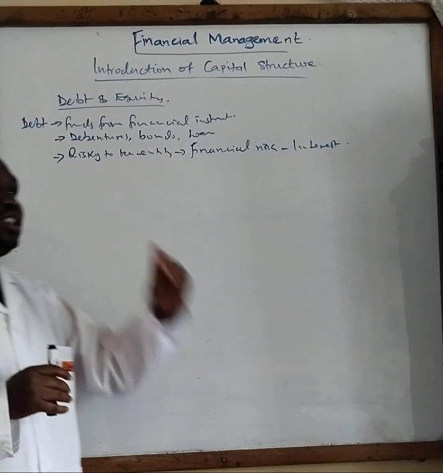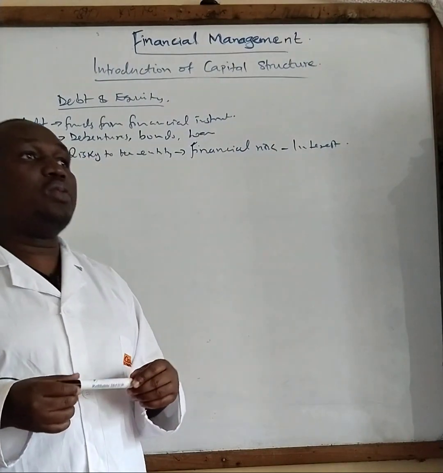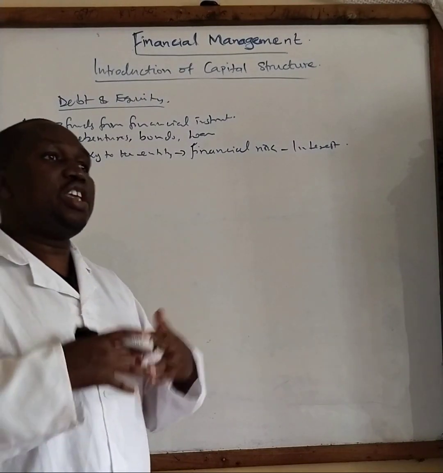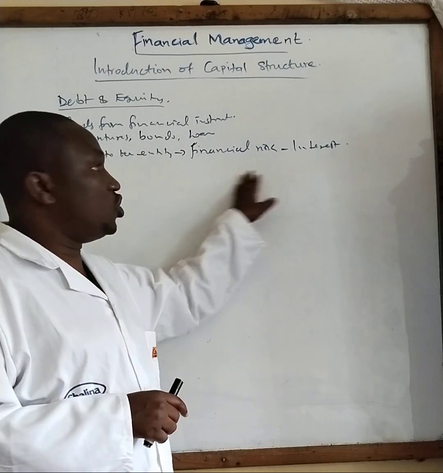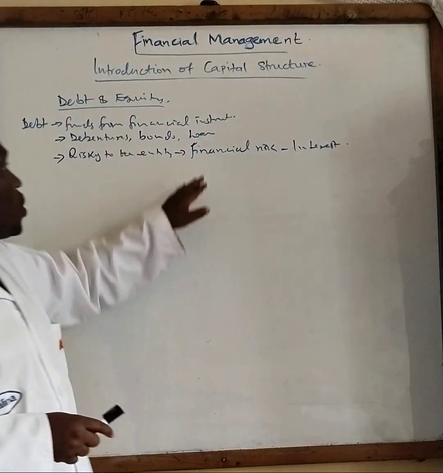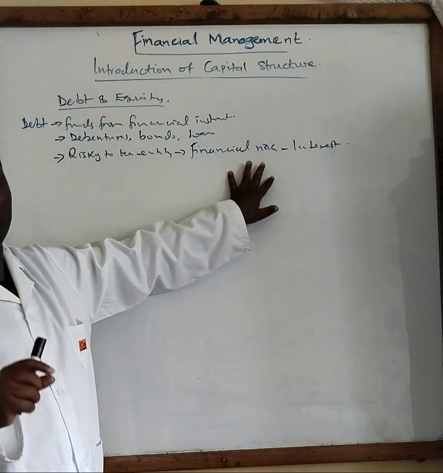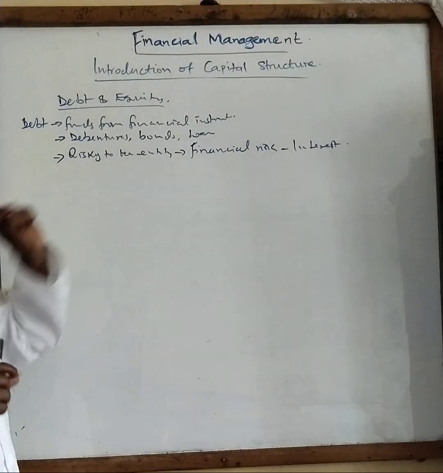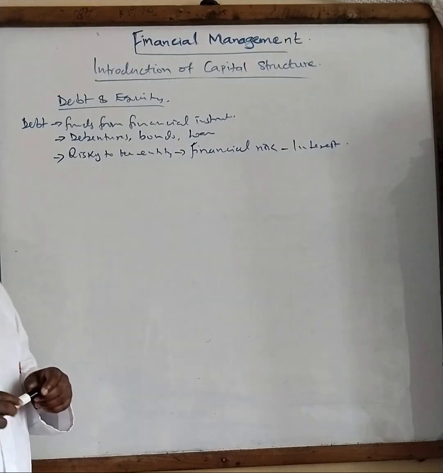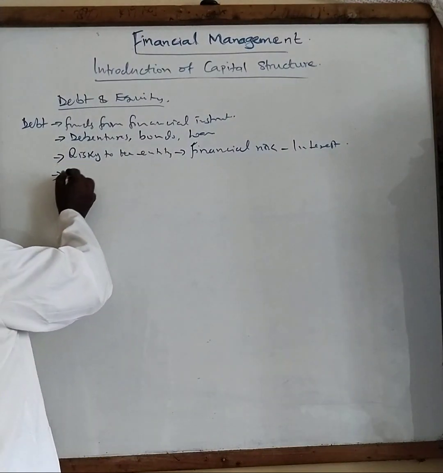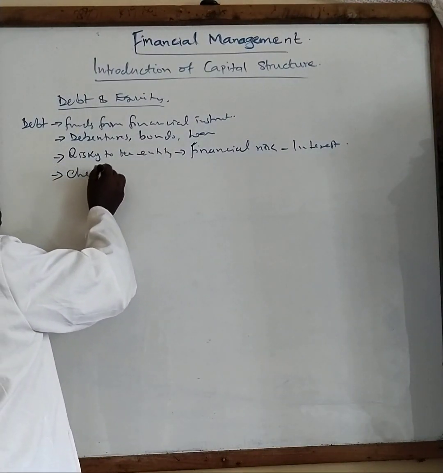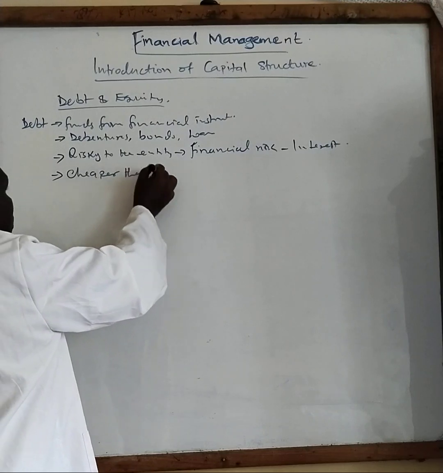So even if you have made losses, the provider of that particular loan would not want to hear about deferring this loan, but you are supposed to pay. Therefore, we are saying that because of the fixed terms in the loan, you are not able to skip it. Therefore, it is risky compared to equity. Another thing we can say is that debt is cheaper than equity.